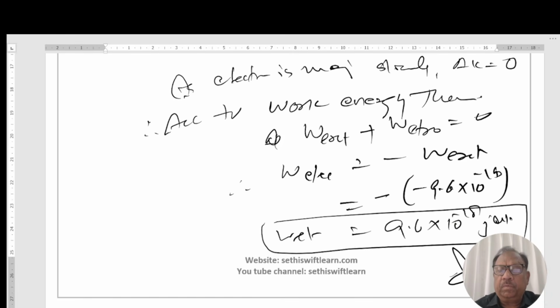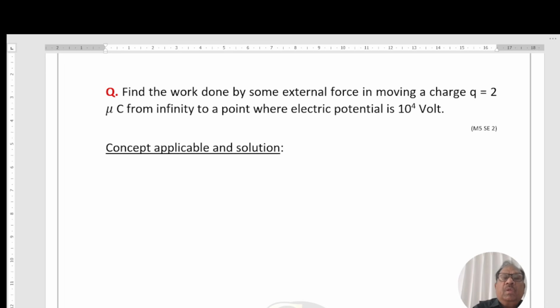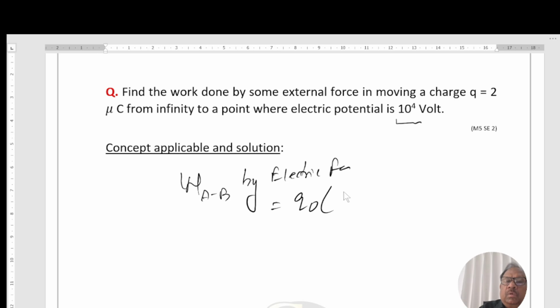Next question. Find the work done by some external force in moving a charge Q of 2 microcoulomb from infinity to a point where the electric potential is 10 to the power 4. Concept applicable and solution. Work done from A to B by electric force is equal to Q naught into VA minus VB.